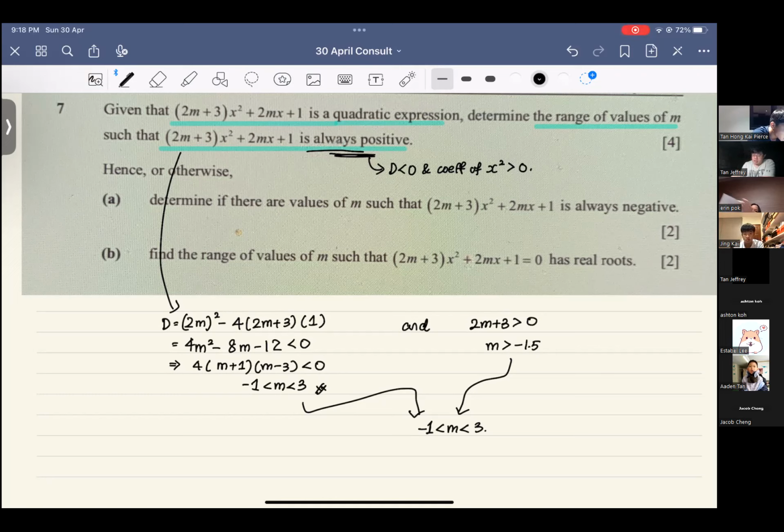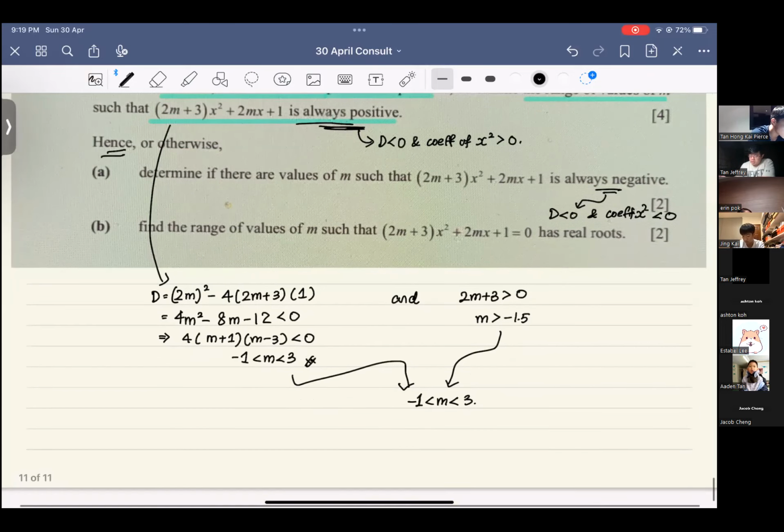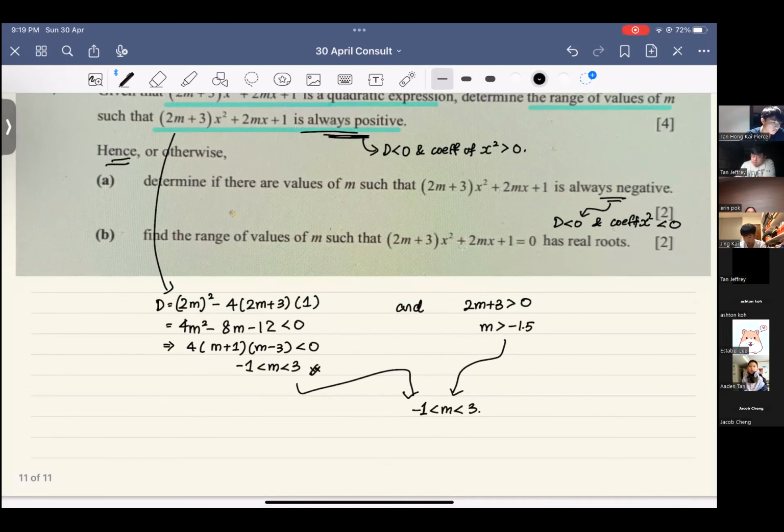Now, A, if you observe, it's a hence or otherwise, and it is always negative. Always negative just tells you two things. Discriminant is less than 0, and the coefficient of x squared has to be negative. Okay, it tells you that. It's very similar to the first part because you can actually use the answer from before, where discriminant less than 0 is basically this.